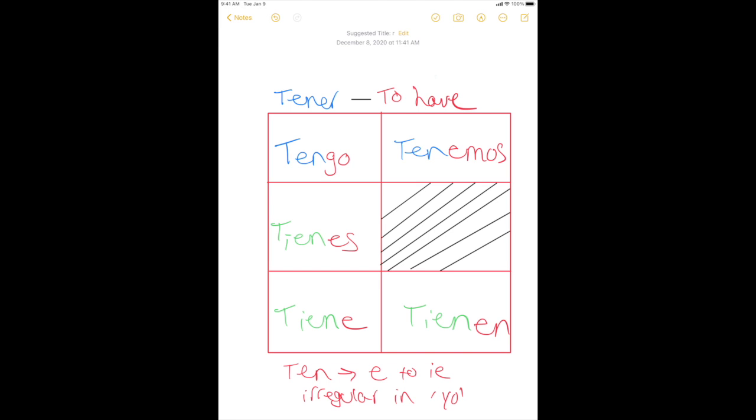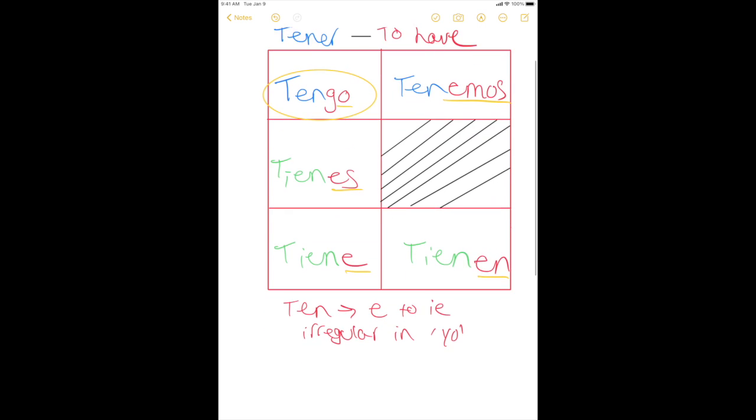All right, if you look and notice, we are still dealing with our normal endings: O, ES, E, EMOS, EN. That's not changing. What's different is that it is a stem changer, except in the yo form, it's irregular, so it is different. We got to keep an eye on that.